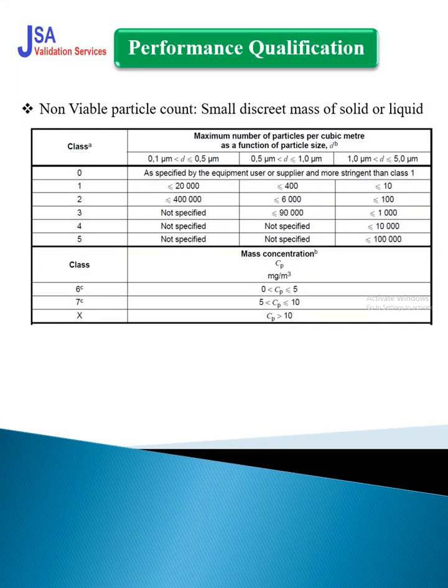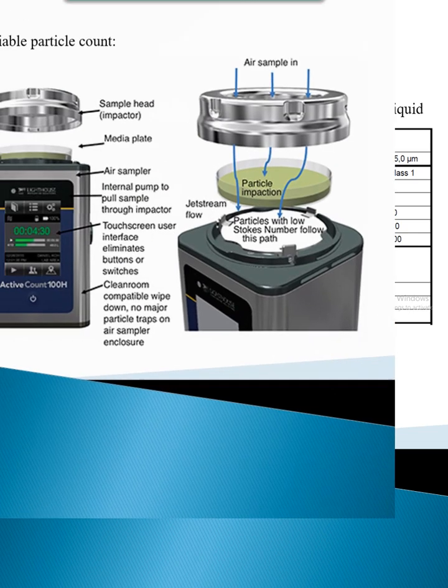Now, non-viable particle counts. For that purpose, we are using a laser-based particle counter ranging from 0.1 to 5 microns. So 0.1 to 0.5, 0.5 to 1, and 1 to 5 microns. This is the range as per the classification. This is 4 lakh, 6,000 and 100. These are the particle concentrations that should not be exceeded at the user point. So this is the criteria for the non-viable particle count.